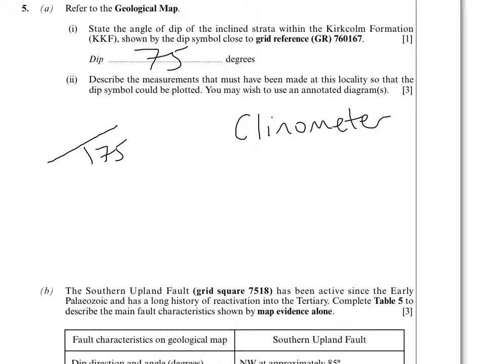Now you got a mark for saying that, and you also got a mark for saying that this would be 90 degrees to the strike. Now the strike we know is northeast to southwest, looking at that orientation, and the third mark would be to say that the dip was pointing towards the southeast. Very simple question, but made very complicated by a lot of you.